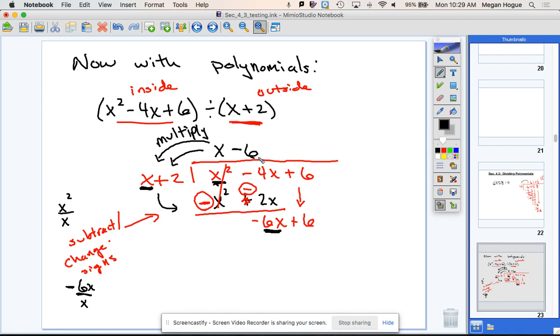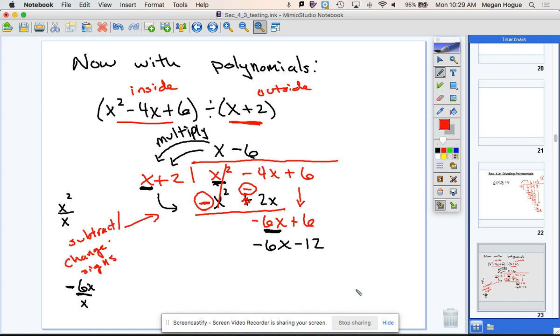What did I do with the thing that was up top? You distribute. Good job. So I'm going to take the negative 6, and I'm going to distribute to each of those. Negative 6 times x, negative 6x. Negative 6 times 2, negative 12.